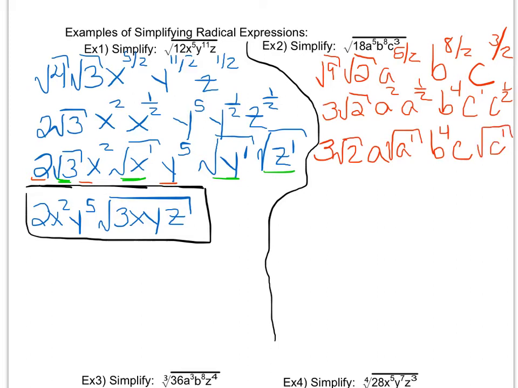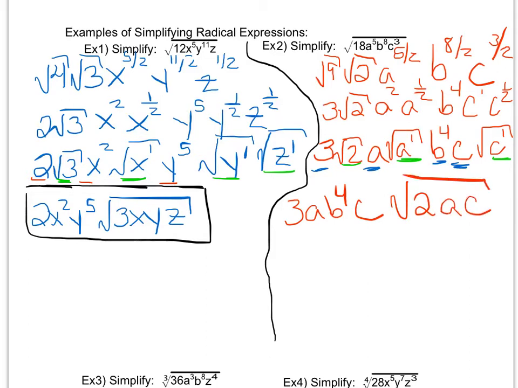Now all I need to do is collect my like factors, so anything not under a radical goes up to the front, giving me 3a, b to the 4th, c. Anything under a radical stays under the radical, but it all collects under one radical, giving me the square root of 2. a to the 1 is just a, c to the 1 is just c, and that is my final answer.